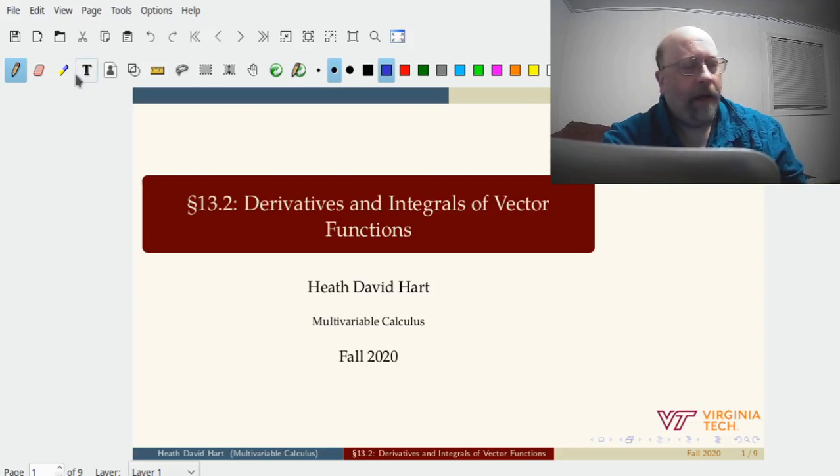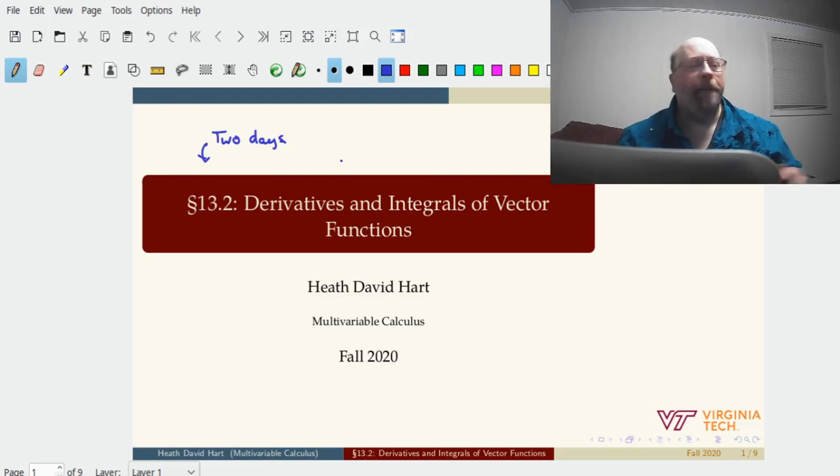This is section 13.2. We're going to spend 2 days on this section. So if this video seems a little short, it's because there's too much material in this section for a 1 day video, and not quite enough for a 2 day video. But I'm going to spread it out over 2 days. So we're going to go through today's video.